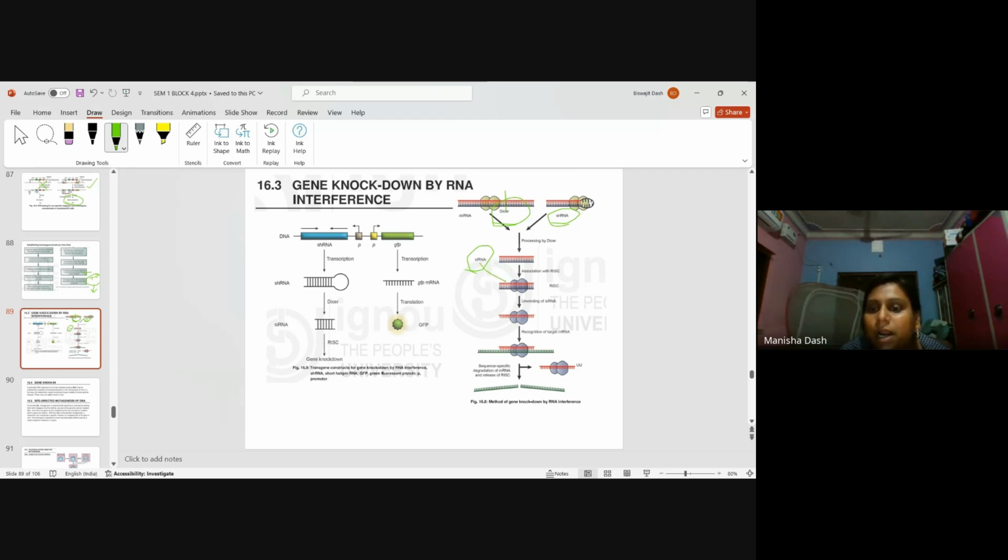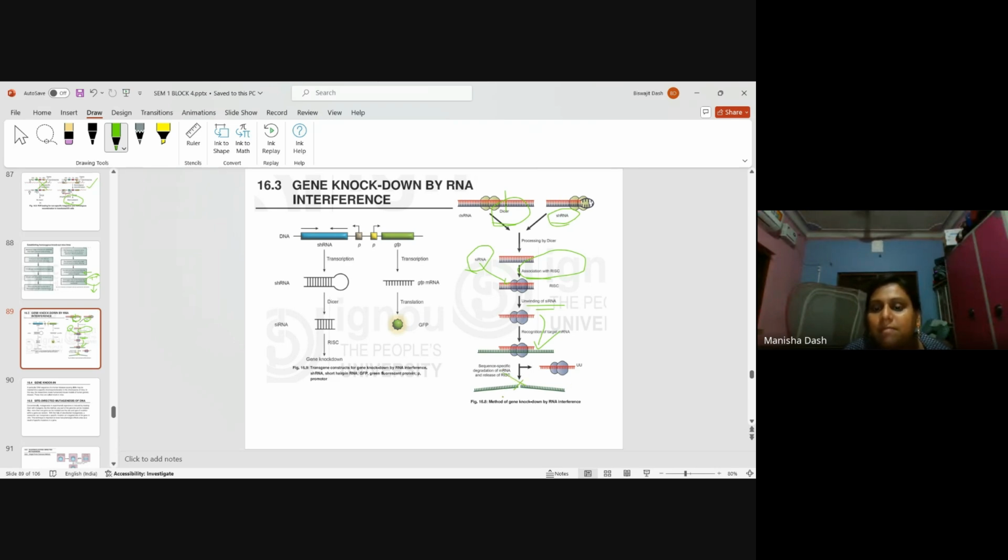Along with Dicer, it will form an RNA-induced silencing complex, because of which there will be unwinding of the RNAi, and the RNAi can go and bind to the target mRNA sequence, where it will simply degrade the mRNA.